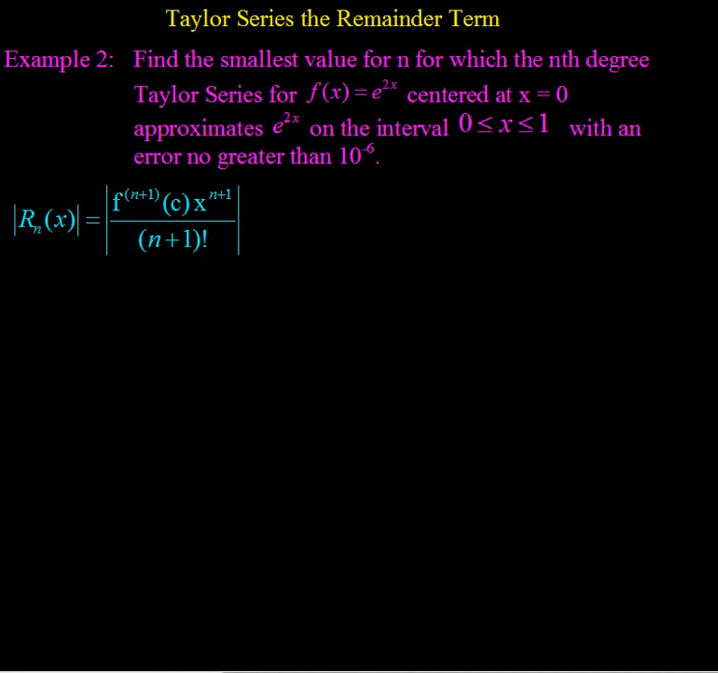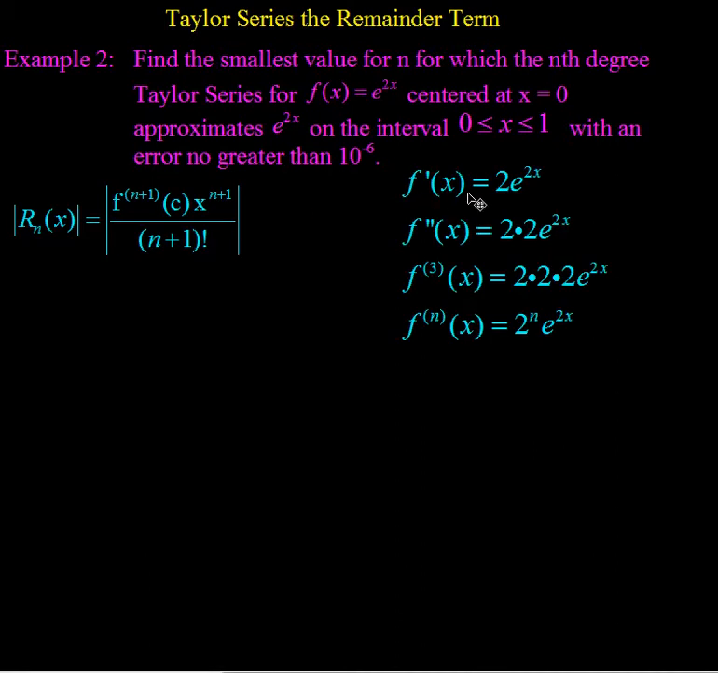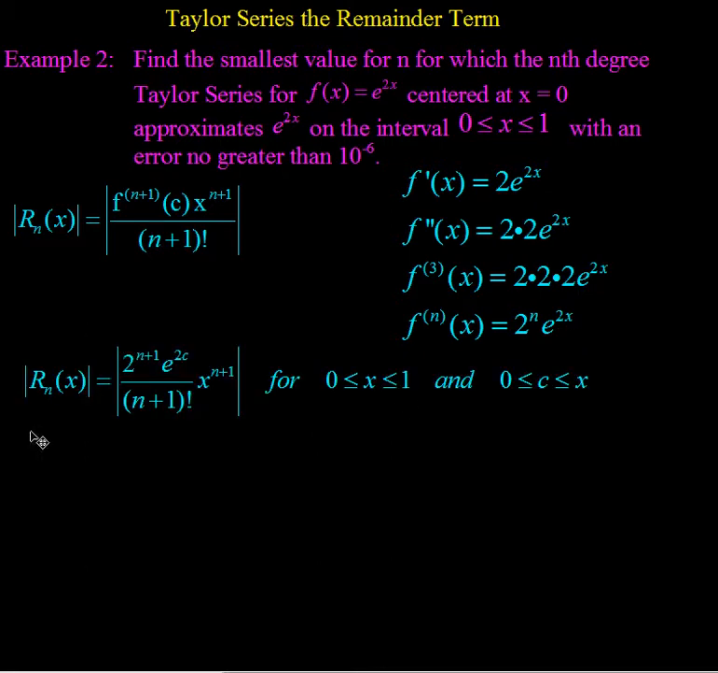So first thing we need to do is take the derivative of our function e to the 2x. So I have those derivatives taken here. Notice f prime of x would be 2e to the 2x. F double prime would be 2 times 2e to the 2x. F triple prime would be 2 times 2 times 2 e to the 2x, which is 2 cubed. So you can see the pattern. And we end up seeing that the nth derivative would be 2 to the n times e to the 2x.